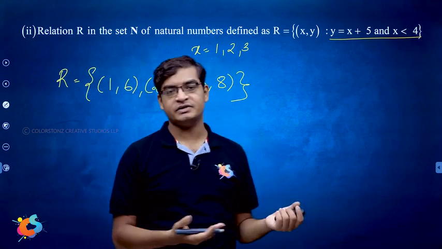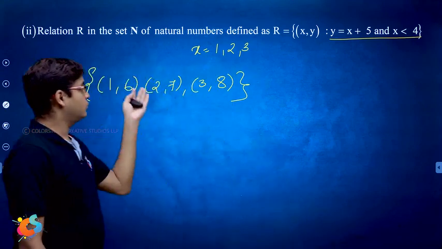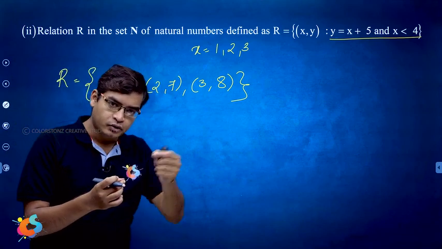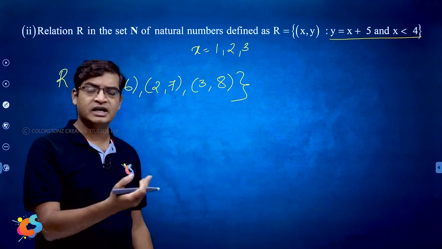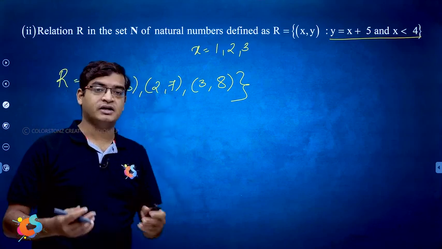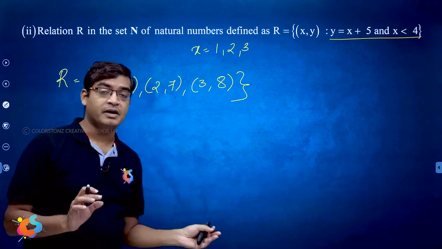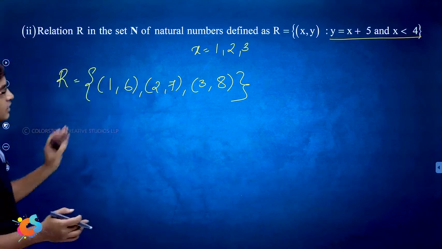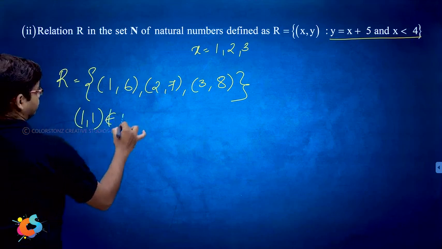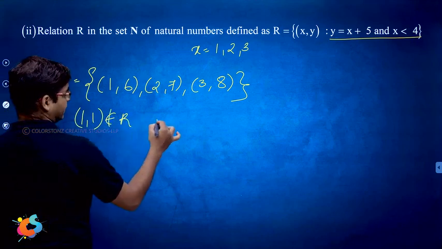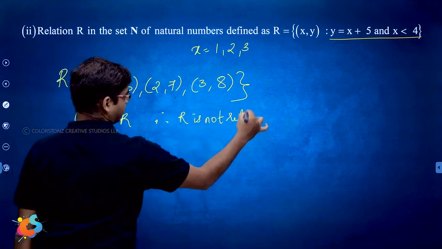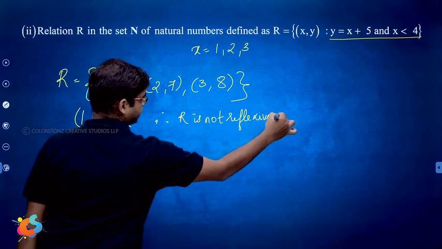Now checking for reflexive, symmetric and transitive is very easy. So is it reflexive? No. Why? Because every element of natural number should be mapped to the same element. 1, 1, 2, 2, 3, 3, so on like that. Whichever natural number you take, infinitely many natural numbers are there, and every natural number should be mapped to the same natural number. Here, not even 1 is there. Therefore, R is not reflexive. Give one example, that is sufficient.